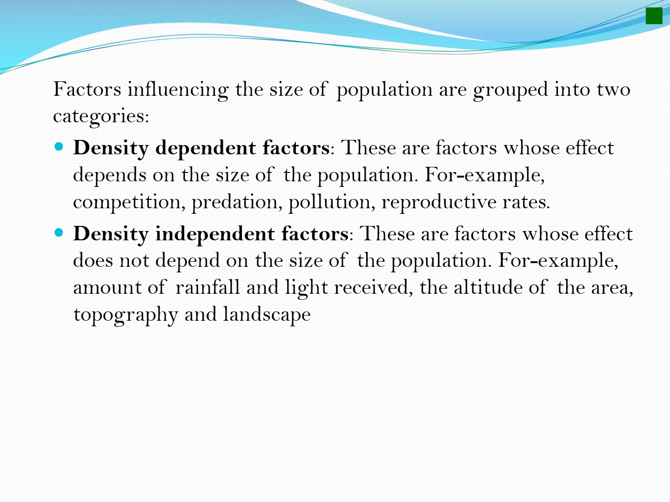All factors listed here above can be grouped into two categories. Density dependent factors. These are factors whose effect depends on the size of the population. For example, competition, predation, pollution, and reproductive rates. Others are density independent factors. Their effect does not depend on the size of the population. For example, the amount of rainfall, light received, the altitude of the area, the topography, and the landscape.